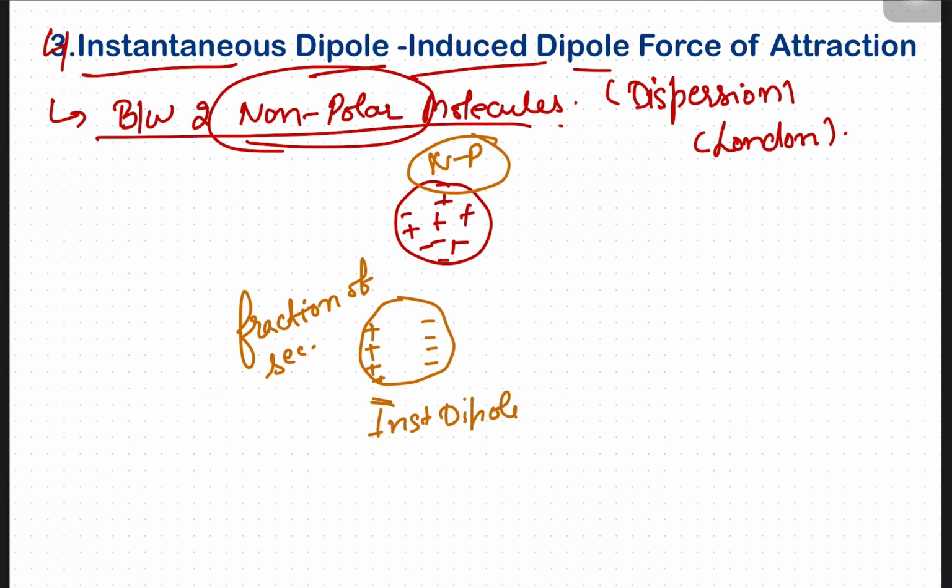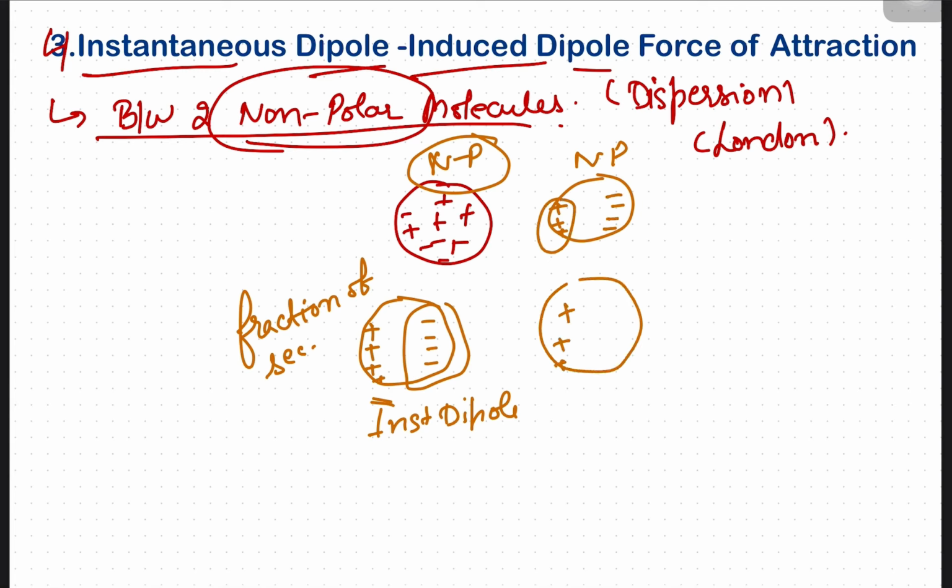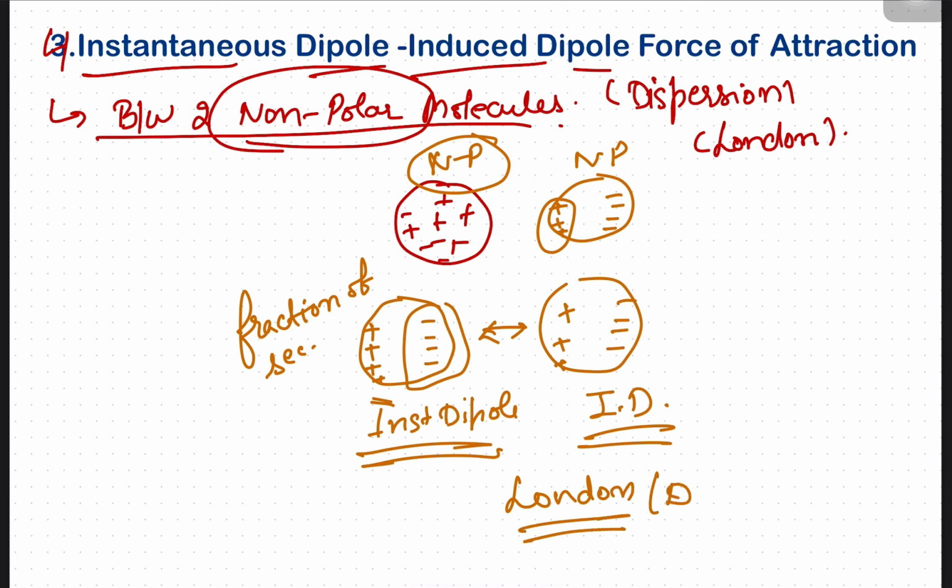Now what will it do? Similarly, with the other non-polar molecule, this negative end will attract the positive charge towards one side and the negative will be left on the other side. So this is positive, negative. This is the induced dipole. Now the force of attraction that exists between this instantaneous dipole and this induced dipole is known as London forces or dispersion forces.